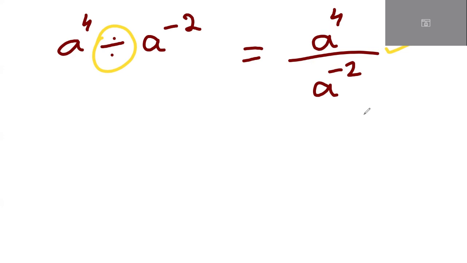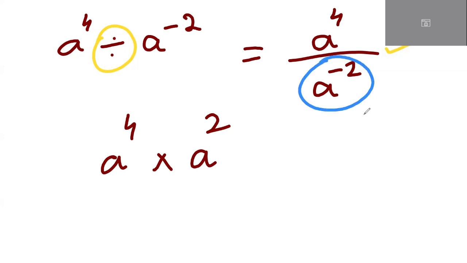Now continuing further, a raised to the power 4 multiply by a raised to the power 2. Why does it become a raised to the power positive 2? Let's try to understand this. a raised to the power negative 2, this term is shifted to numerator. So that is why the sign of the power is changed. Minus 2 is now positive 2. Like this. So let us see what is the final answer.